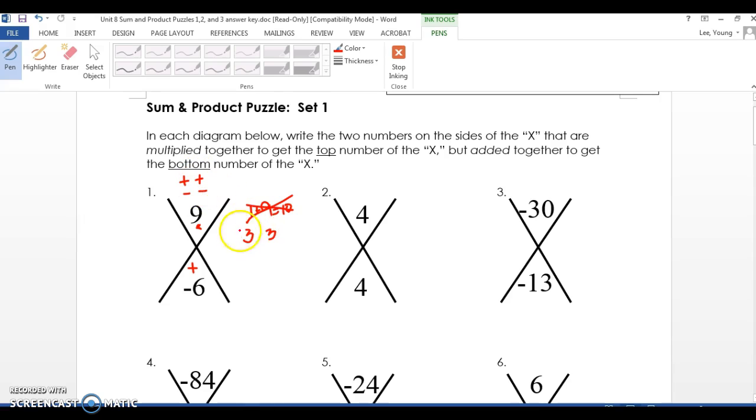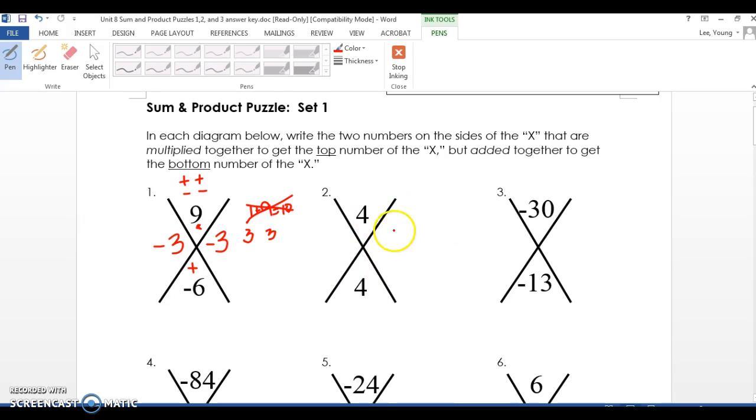So if you pick 3 and 3, can I make both of them negative? -3 times -3 is +9, and -3 plus -3 is -6. How easy is that? Alright, let's try the next one.